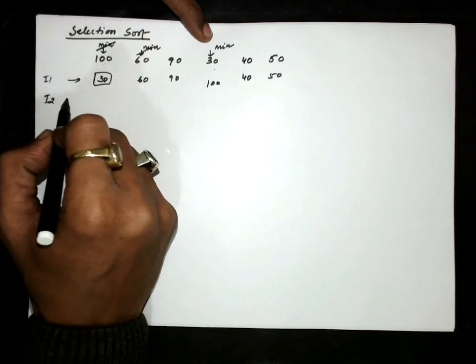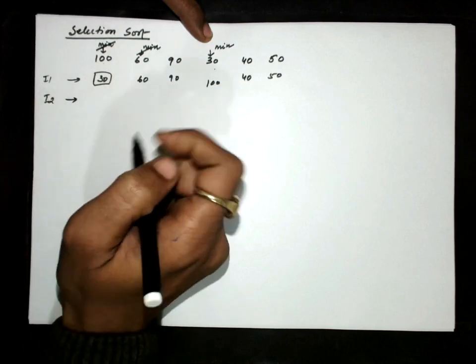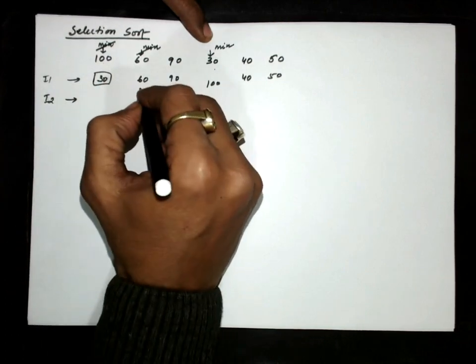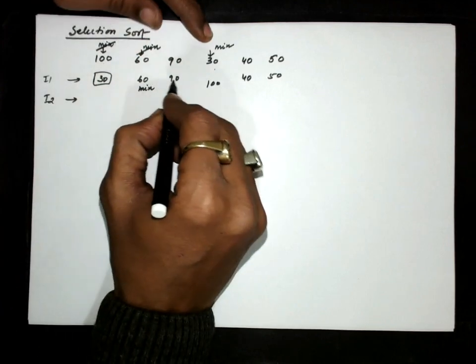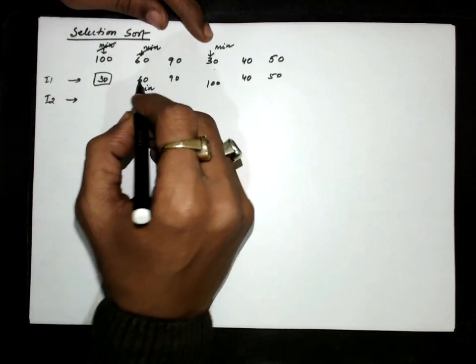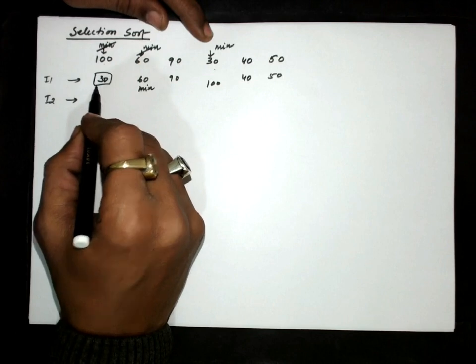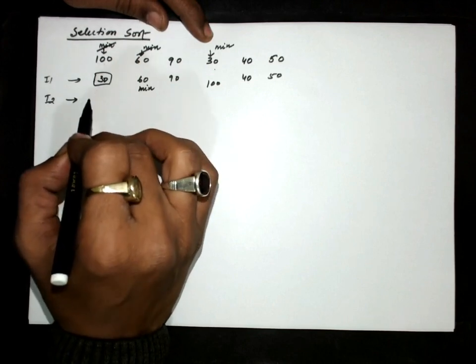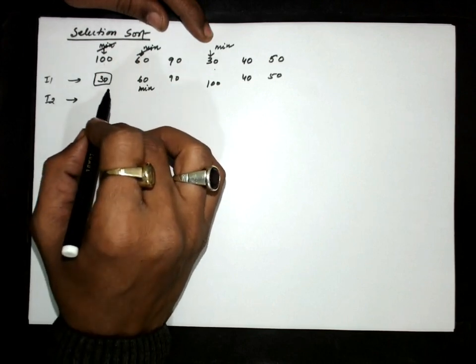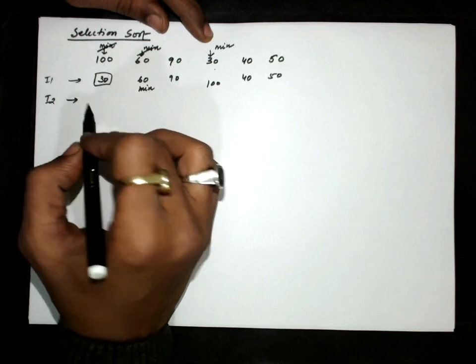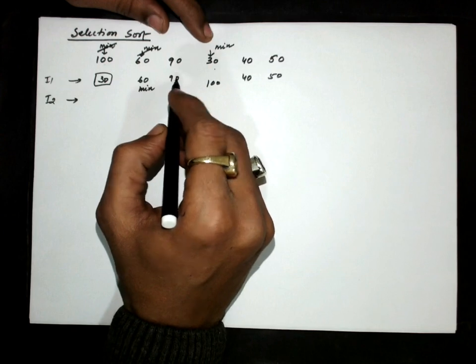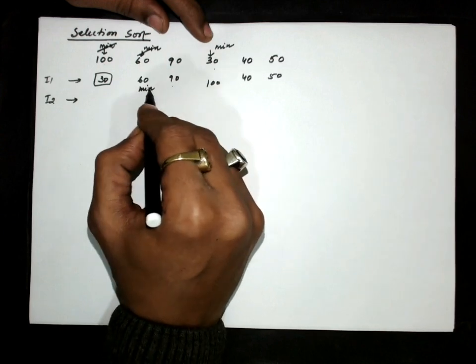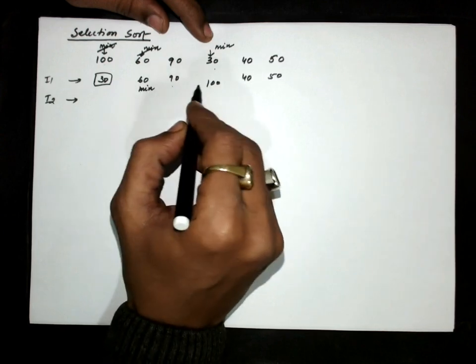Now let us do the second iteration. In the second iteration, I will fix up this element as minimum, and then I will compare every other element of the set with this minimum. The first element has already been fixed, so we will not consider changing this position. In the sorted array, the smallest element will be at the first position. Now let us compare this element with minimum. Minimum will remain at 60.